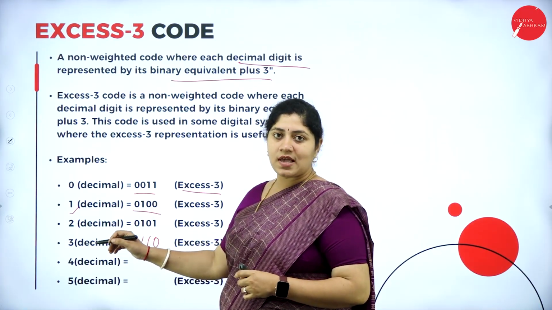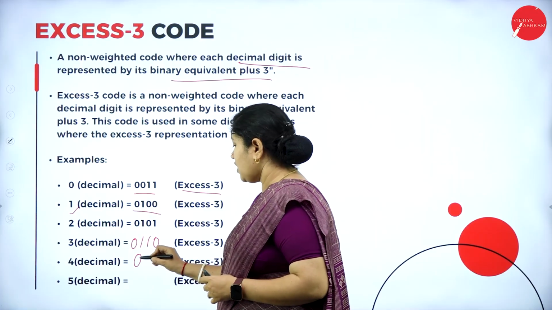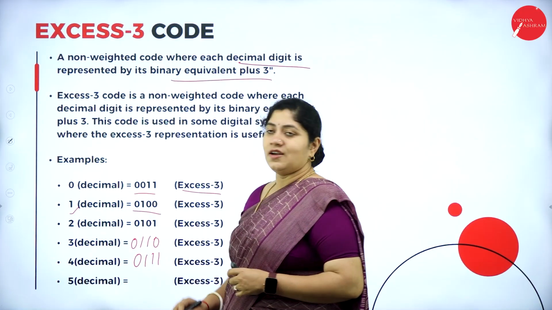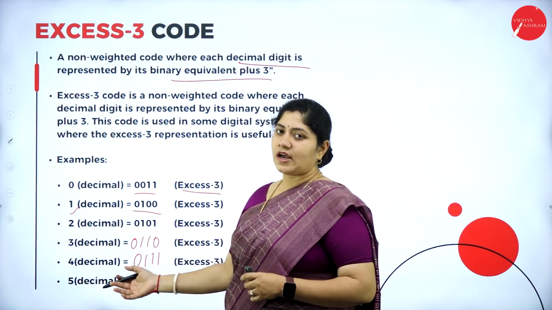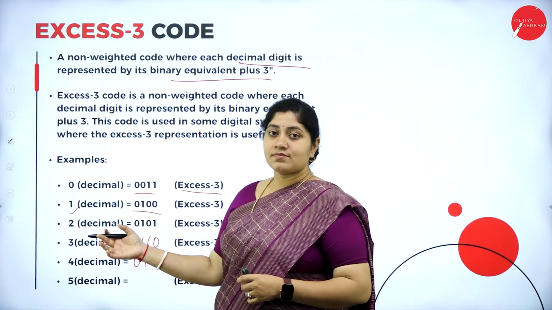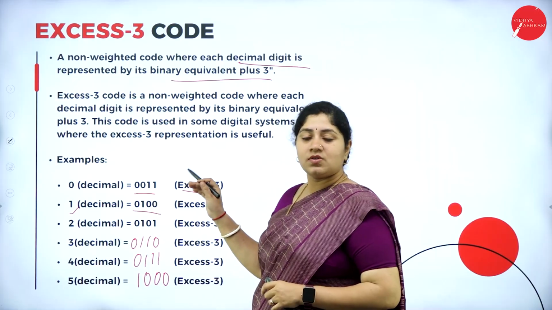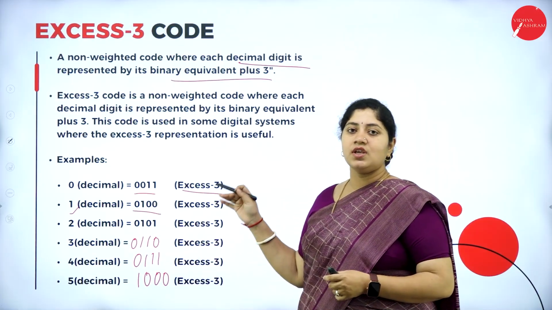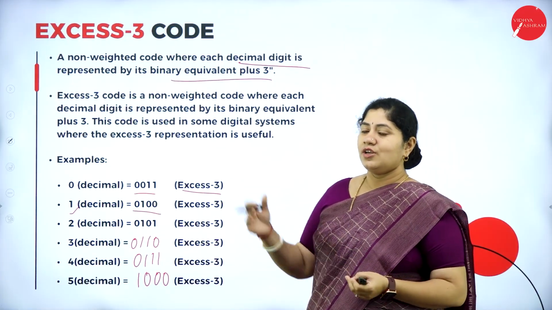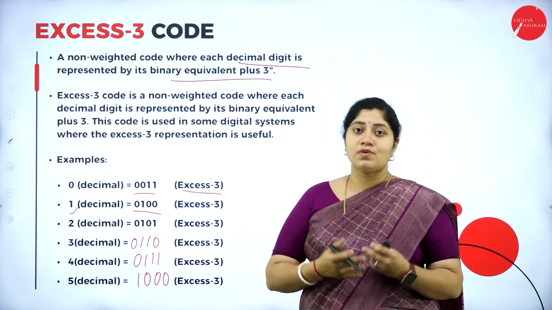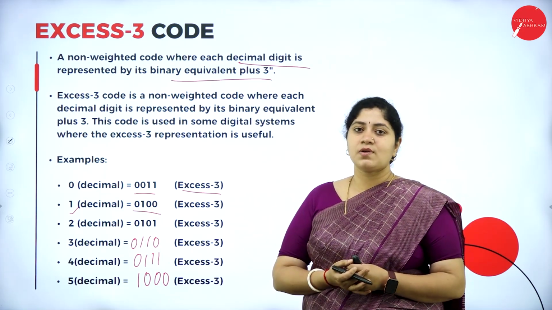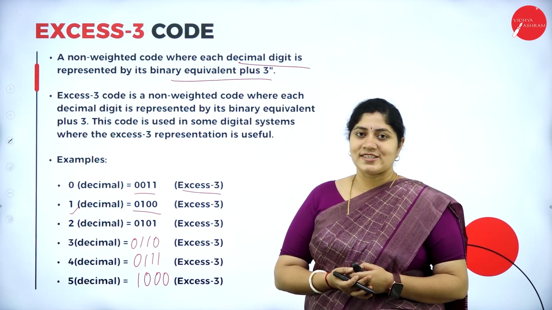Next 4. 3 plus 4 is 7, right? Okay, then my answer will be 0, 1, 1, 1. Followed by 5. 5 plus 3 is nothing but 8. So I have to just write it in a binary format. So this is how the XS3 code can be achieved. This is all about XS3 code, which is an efficient example of non-weighted number system.